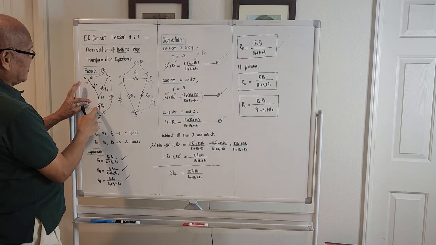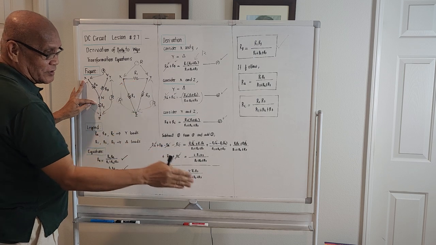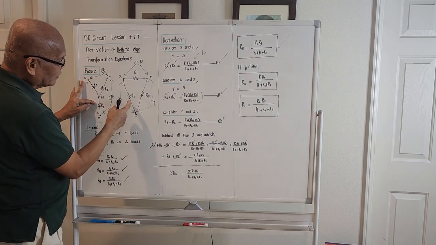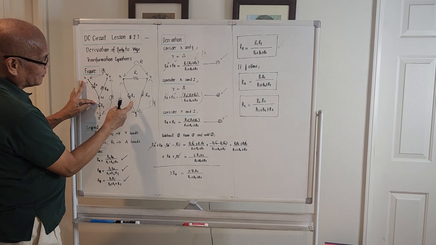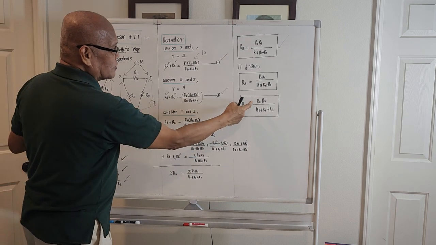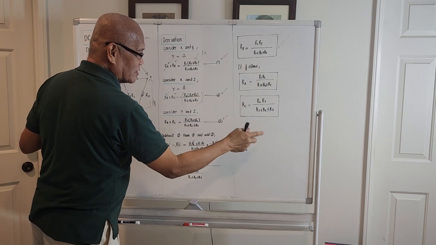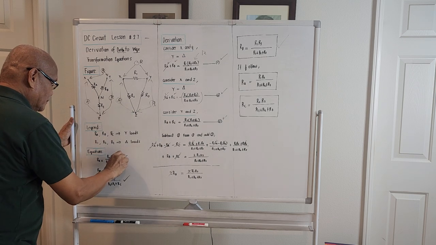And for R sub C, the resistances adjacent to it on the delta connection are actually R2, R3. So the numerator in the computation for R sub C will be R sub 2, R sub 3, all over the summation of the resistances which are given in delta.